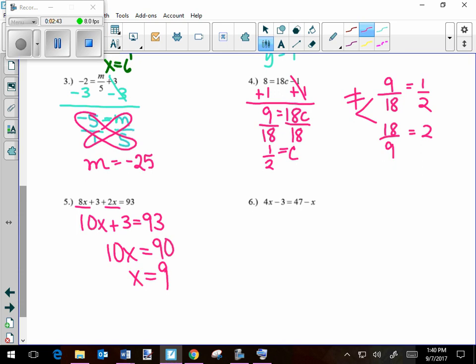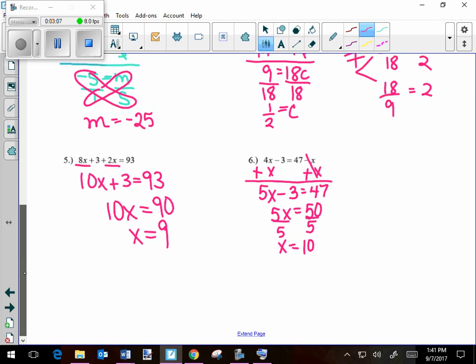In question 6, I'm going to add x to both sides. And there's a couple different places where you can start on this question. I'm just choosing to start here. So 5x minus 3 equals 47. I'm going to add 3 to both sides, so 5x is 50. And then when I go through and divide, I get that x is 10. The equations that we're solving on this page should be ones that you're very comfortable with. You've been doing these kinds of equations for years.